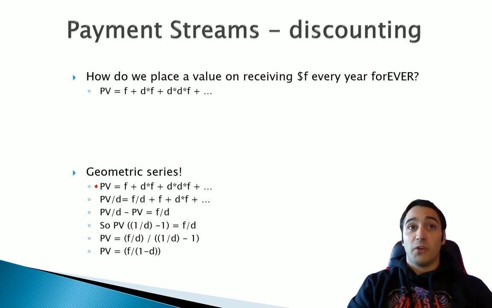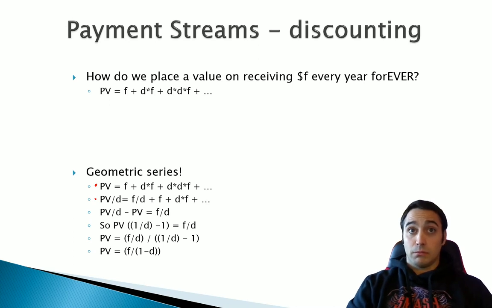Let's also consider something which is not apparently useful, but is actually the entire problem. Let's also consider what the present value would be divided by delta. Well, PV divided by delta would just be this entire series divided by delta. So I'd have f divided by d. D times f divided by d is just f. D squared times f divided by d is just d. So after you've noted these two bits, consider PV over d minus PV.